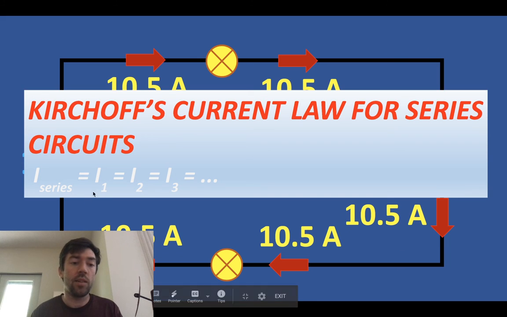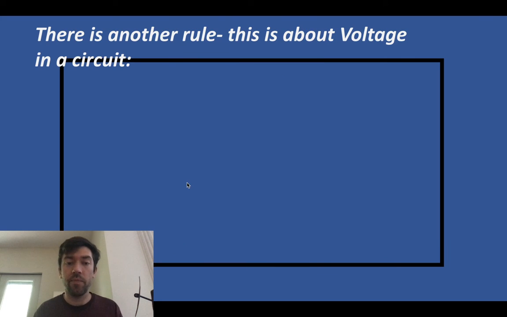And so that's what this law says. I of the series is equal to I1 equals I2 equals I3, and so on, as many loads as you have in a series circuit. Now there's another rule, and this is about voltage instead of current.